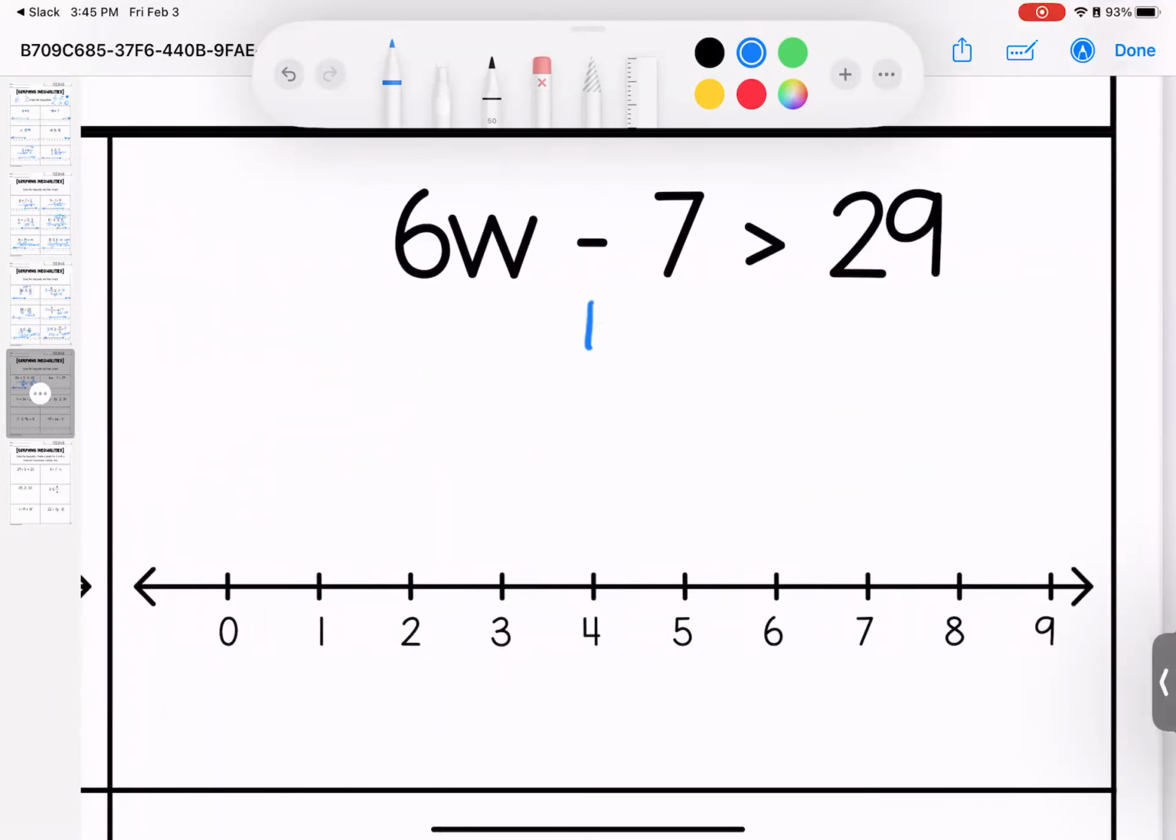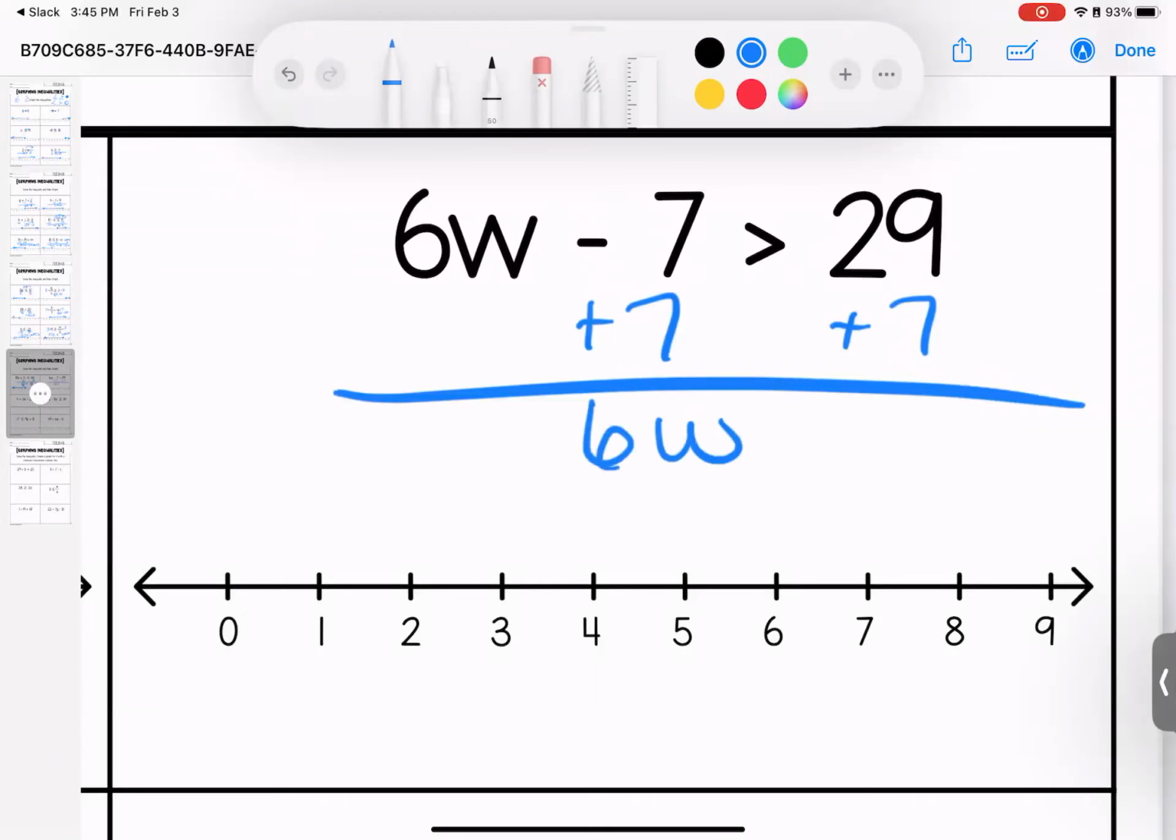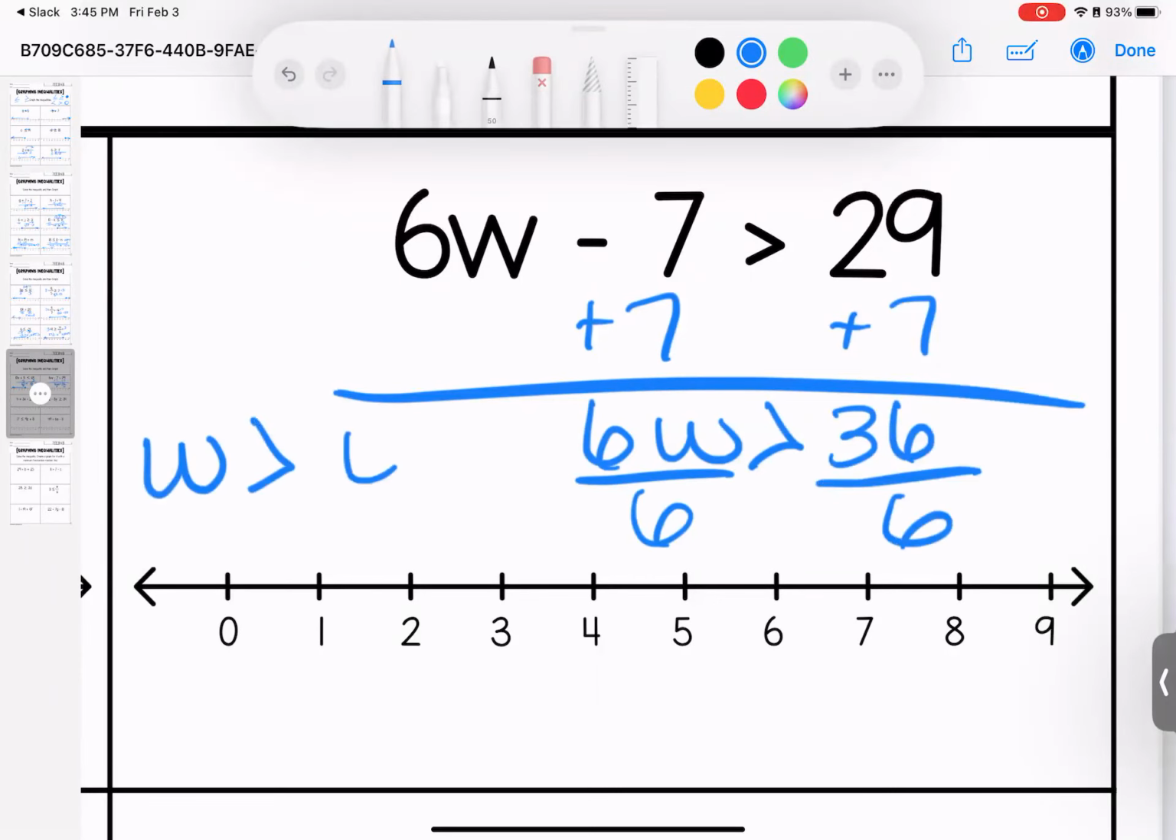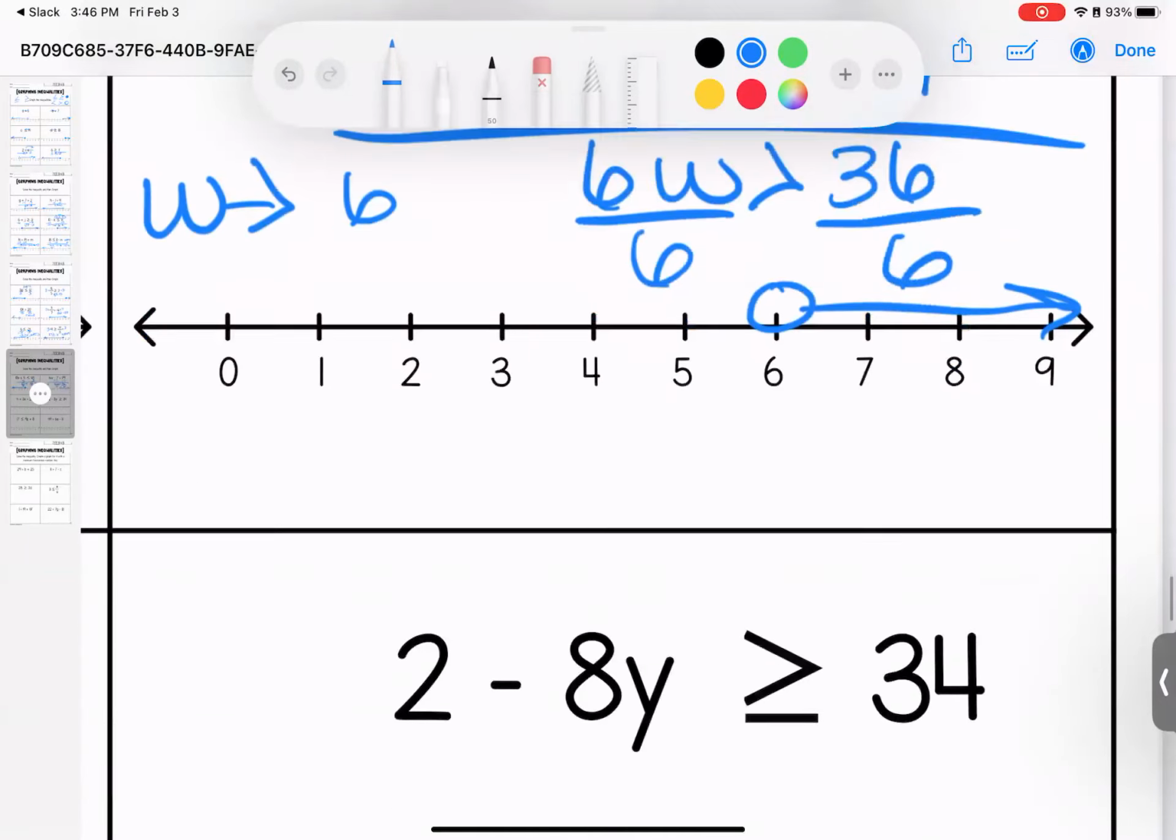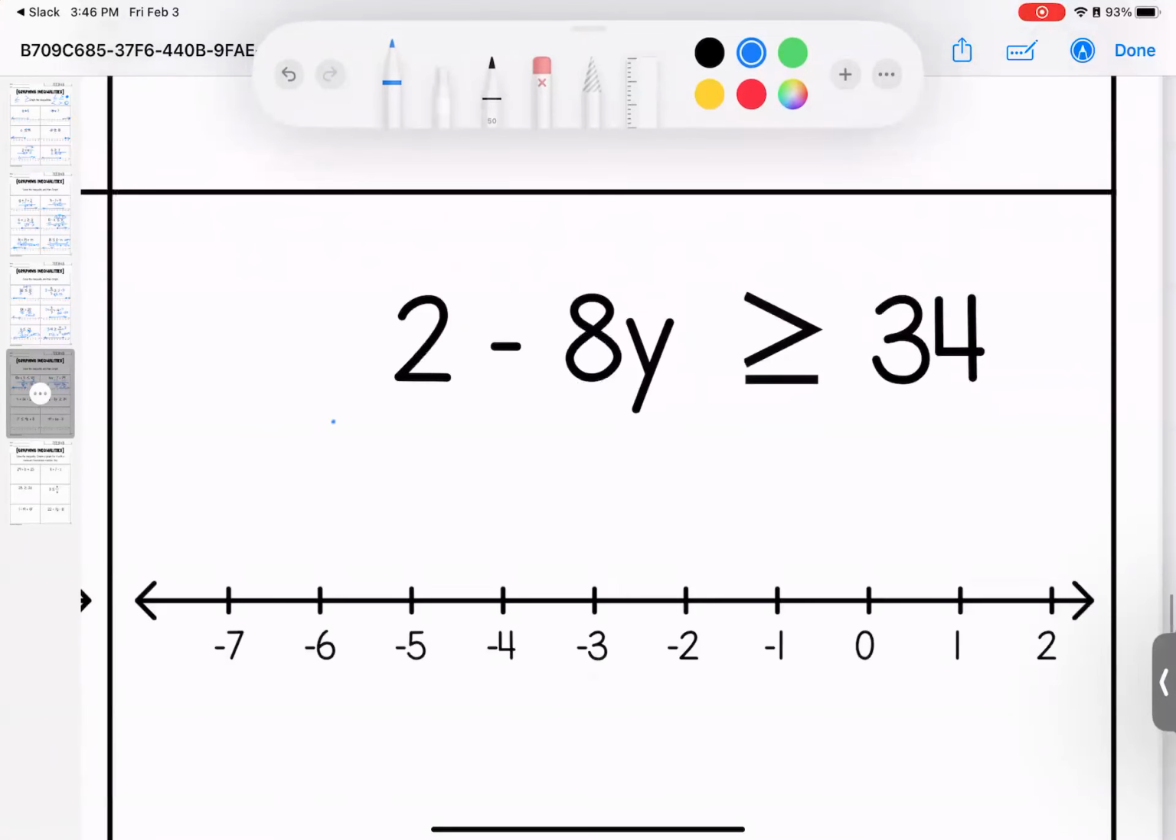6W minus 7, plus 7, plus 7. This gives me 6W is greater than 36. Divide both sides by 6. This gives me W is greater than 6. I find my 6, open circle, arrow goes to the right. I'm going to subtract 2 from both sides.